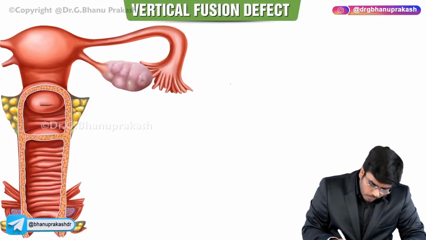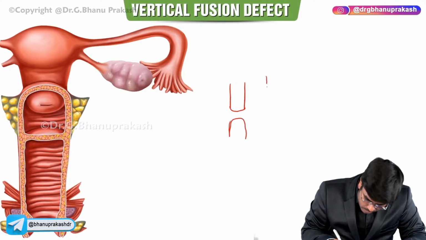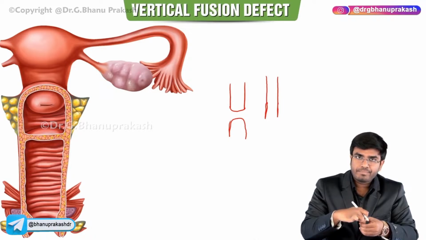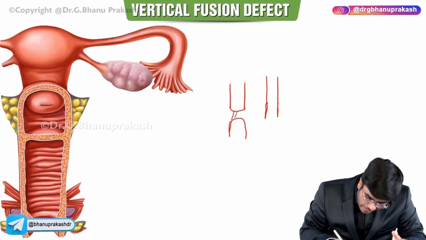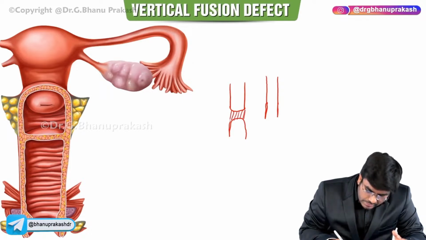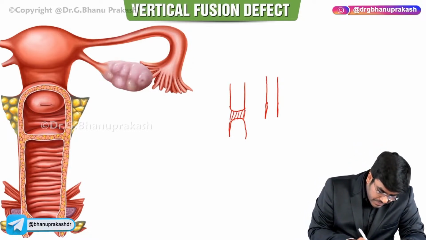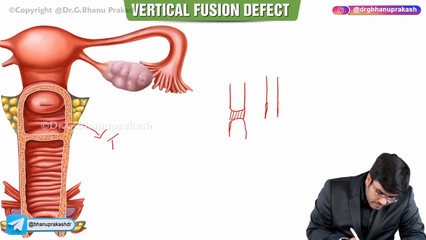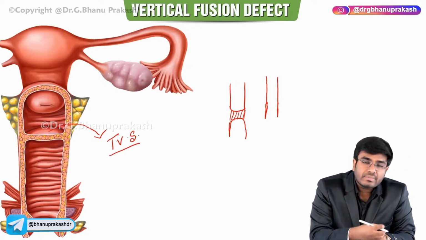Guys, please concentrate. Mullerian ducts, okay? So this Mullerian duct has to fuse with the urogenital sinus. For example, something like this. So Mullerian duct is fusing with the urogenital sinus, so that you will be having a canal. Now, whenever the fusion is not happening properly, what will you have? You will have a septum. So this septum is present transversely. So transverse vaginal septum, which you can see over here, is an example of vertical fusion defect.